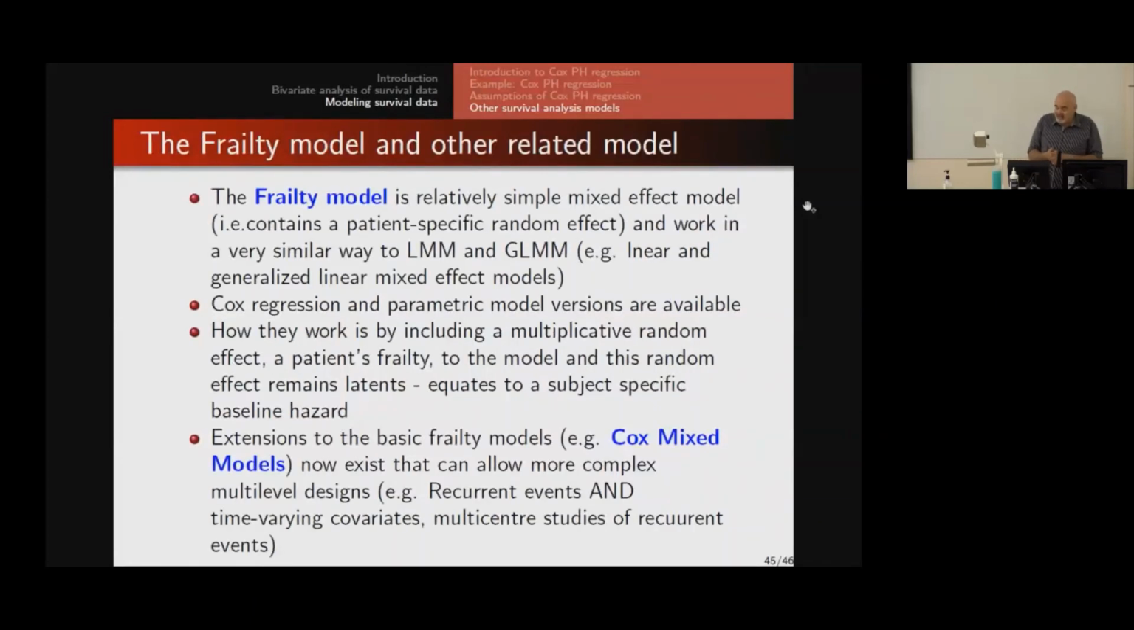Frailty models are relatively simple; in fact, it was the first mixed model that was used in survival analysis, and it relates to the other mixed models we see, linear mixed models and generalized linear mixed models. There are both Cox regression and parametric model versions of the frailty models. They work by including a multiplicative random effect, which we call the patient's frailty, in the model, and this random effect remains latent. In other words, we don't really want to model patient frailty, we just want to account for differences in patient frailty.